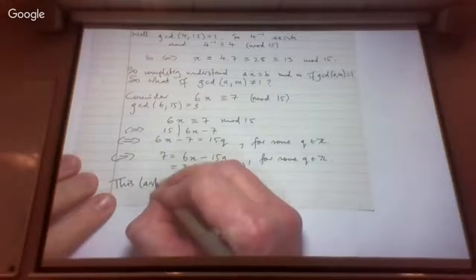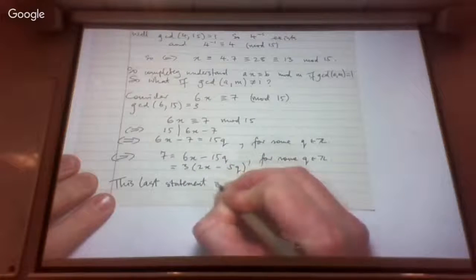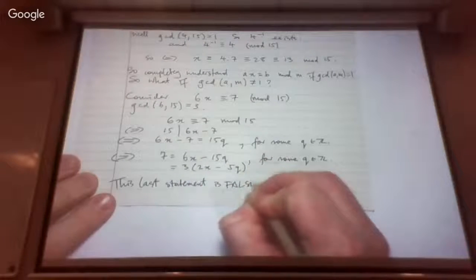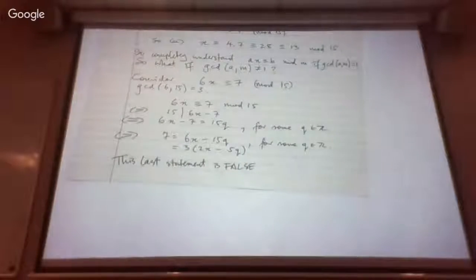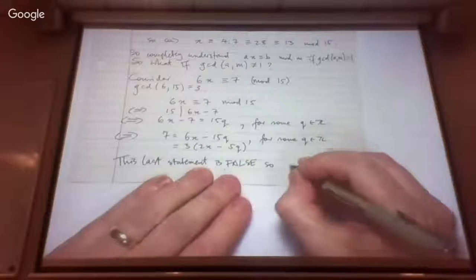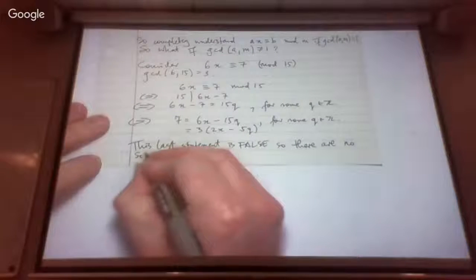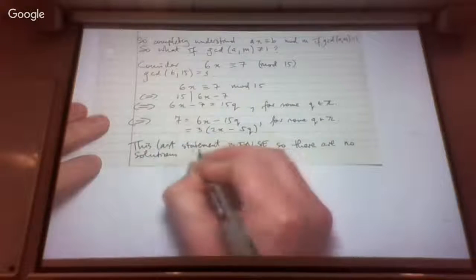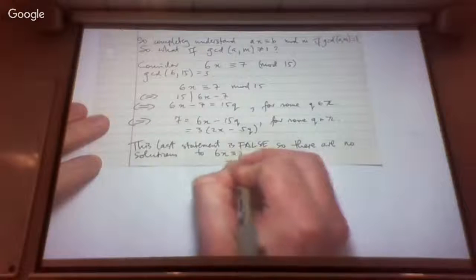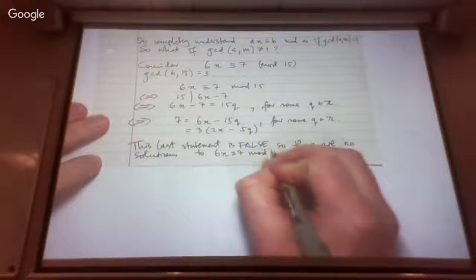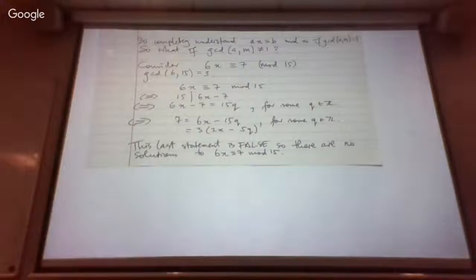So this last statement is clearly false. Three is not a factor of 7. So there are no solutions. There are no possible x's that will make this work. No solutions to 6x being congruent to 7 mod 15.